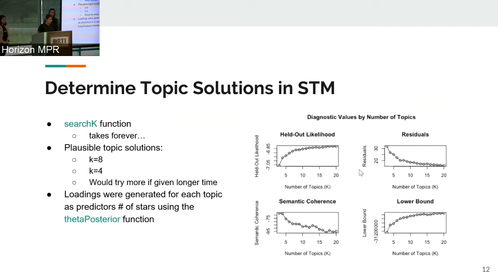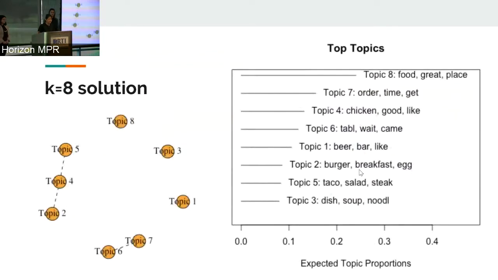After we nail down the topic solution, we generate the loading of topics as a predictor of number of stars using the theta posterior function. So this is the 8 topic solution. You can find that a couple of topics, such as topic 2, breakfast, topic 4, chicken, and topic 5, steak salad, are kind of correlated. And also topic 6, just about the waiting time to be seated and to be served, and topic 7, which is order time, are kind of correlated, which is unsurprising.